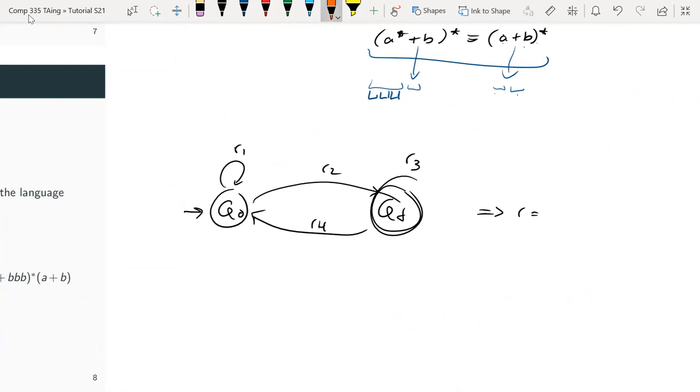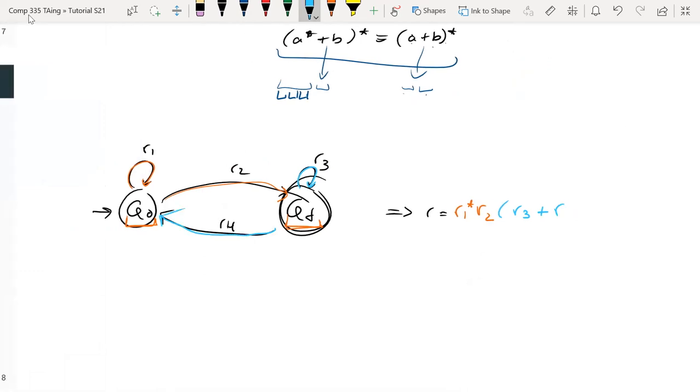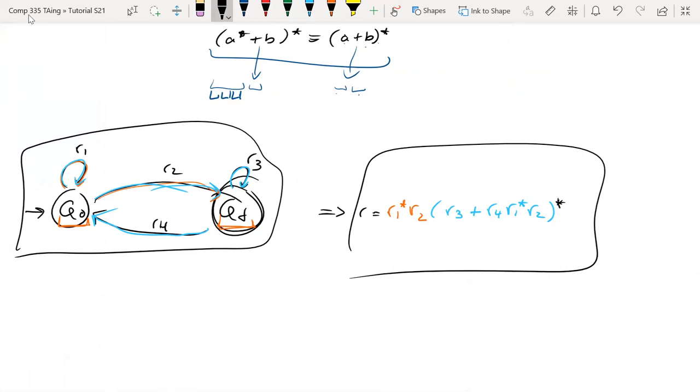The first thing you need to do is, you're in Q0, and you need to get to your final state. You can go from Q0 to QF by reading R1 any number of times and then reading R2. So now you're at QF, and you want to stay at QF. How do you stay at QF? You can either read R3, or read R4, then R1 any number of times, and then R2. So that's how you stay in QF, and you can stay in QF any number of times. That's why there's a star here, and that's how you go from this to this. Okay, so I hope that's clear.